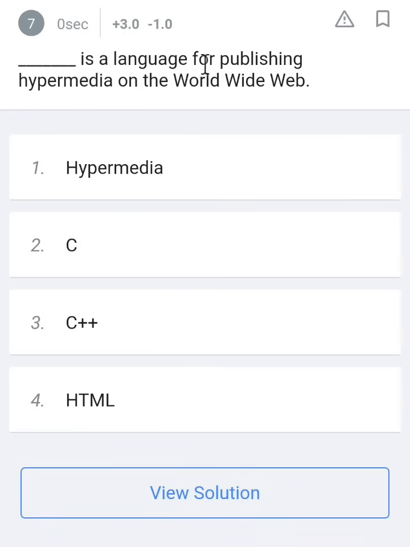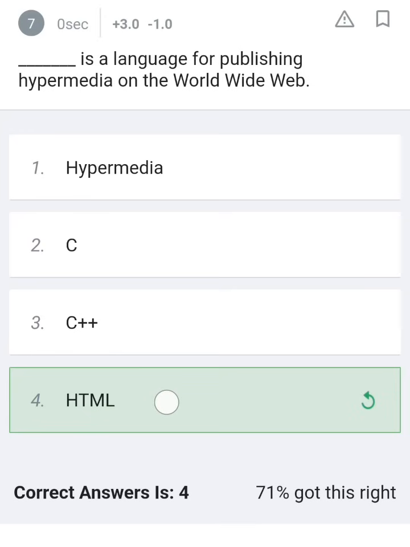Next. Which is a language for publishing hypermedia on the World Wide Web? For the WWW it is HTML. HTML stands for hypertext markup language.